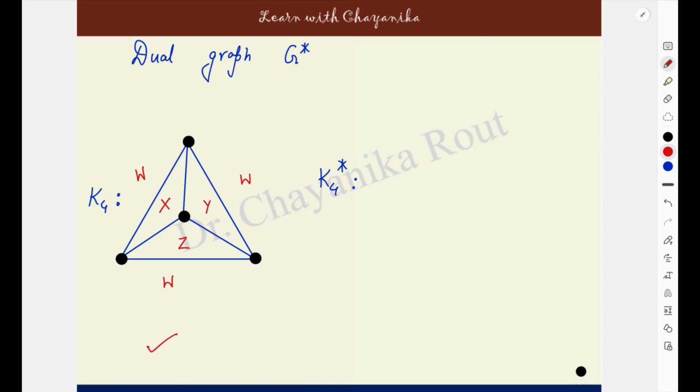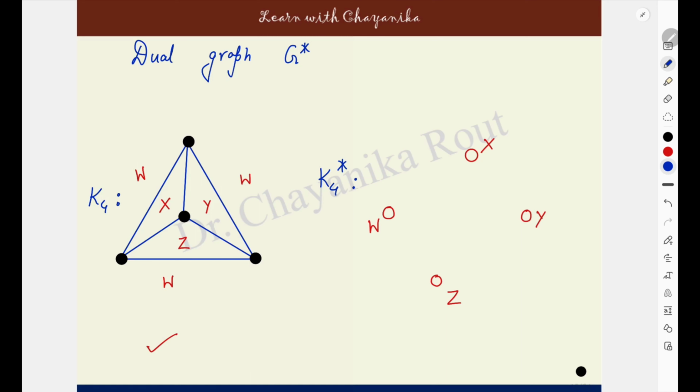Okay. Now in the dual graph, what happens is, as many faces are there in your original graph, those many vertices will be in the dual graph. So here you are having 4 faces X, Y, Z, W. So in the dual graph you will be having 4 vertices, and also you will name them as X, Y, Z and W. So these are the 4 vertices.